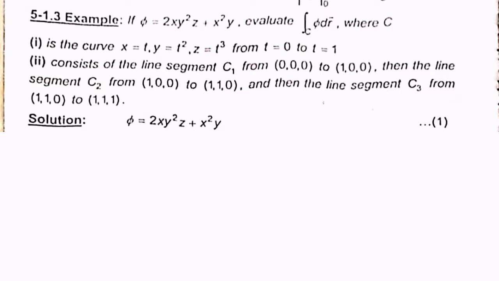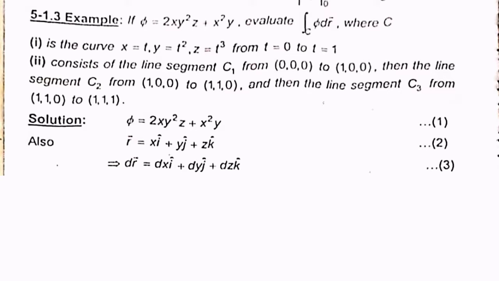For this purpose, we write the position vector, and the position vector is r equal to xi plus yj plus zk. This is equation number 2, and dr is equal to dx i plus dy j plus dz k, which is equation number 3. So let's start to solve the first part of this question.